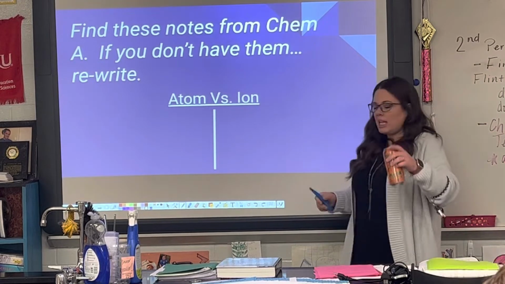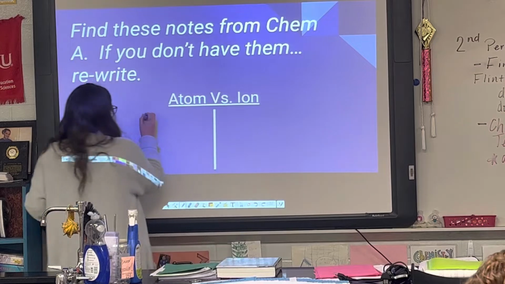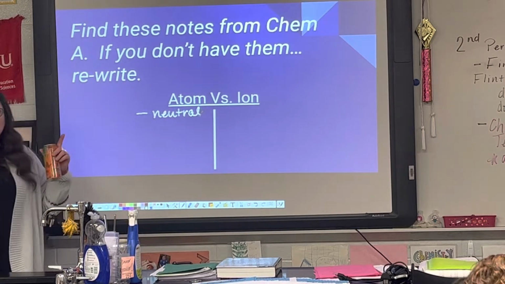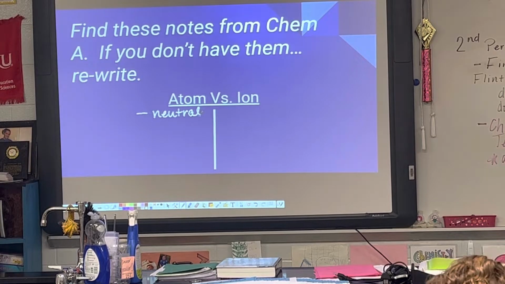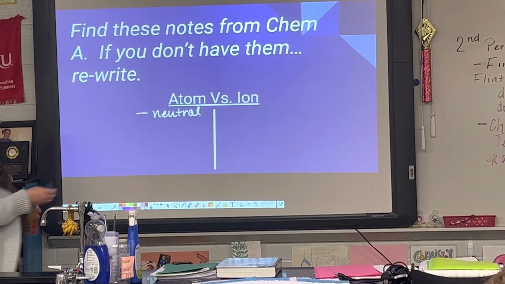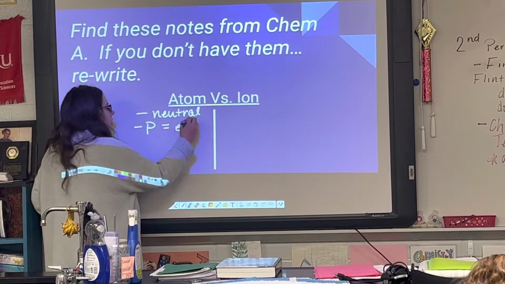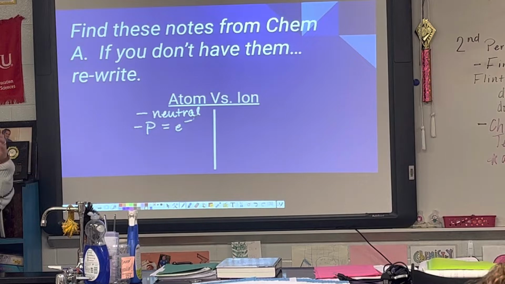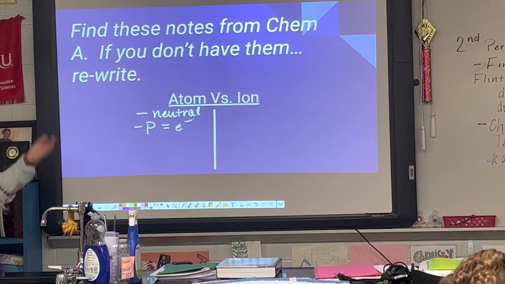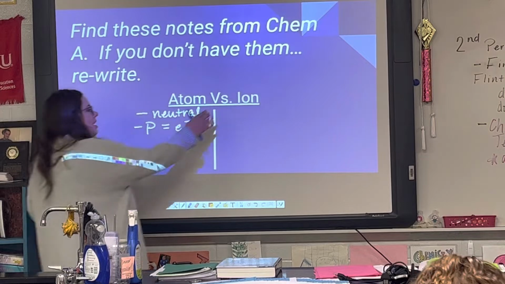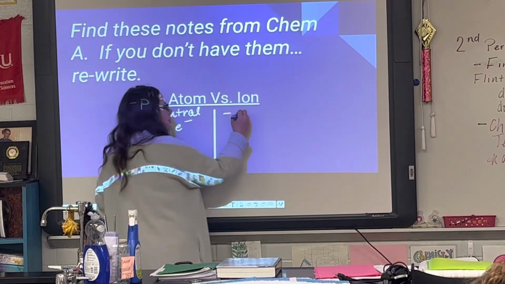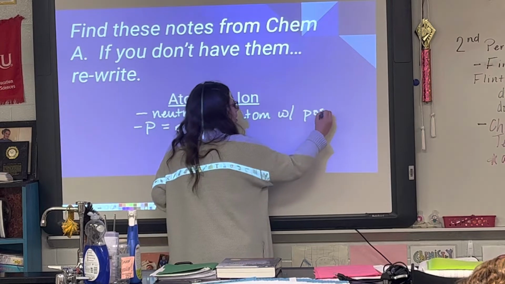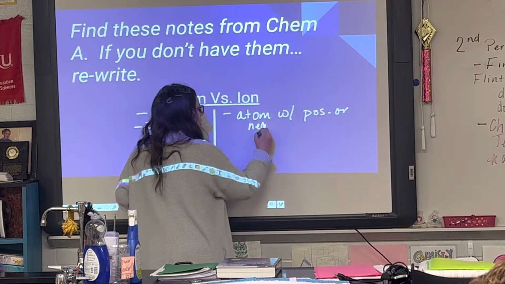Atoms are neutral, yes, atoms are neutral. So we wrote that atoms are neutral, which means that which two subatomic particles are equal to each other if they're neutral? Protons. Yes, so that means that our protons equal our electrons, so all of our positives are being canceled out by negatives, which is why our overall atom does not have a charge. Alright, so an ion is an atom with a positive or negative charge.